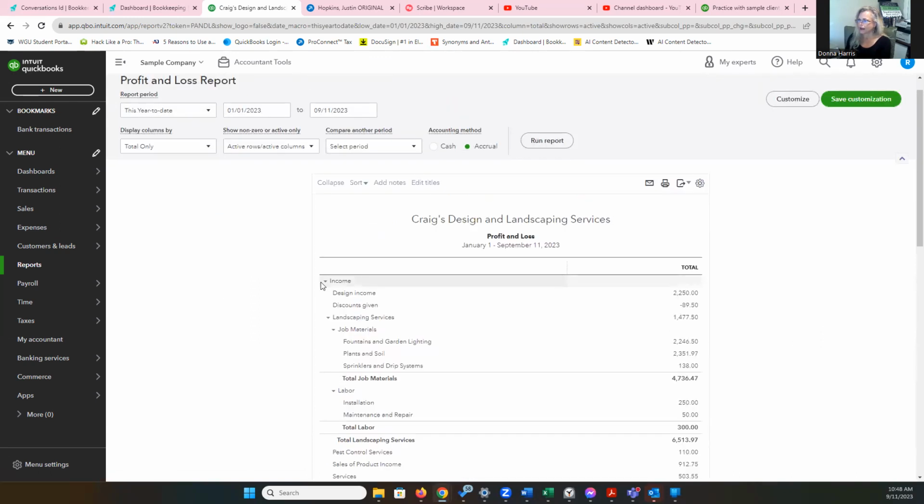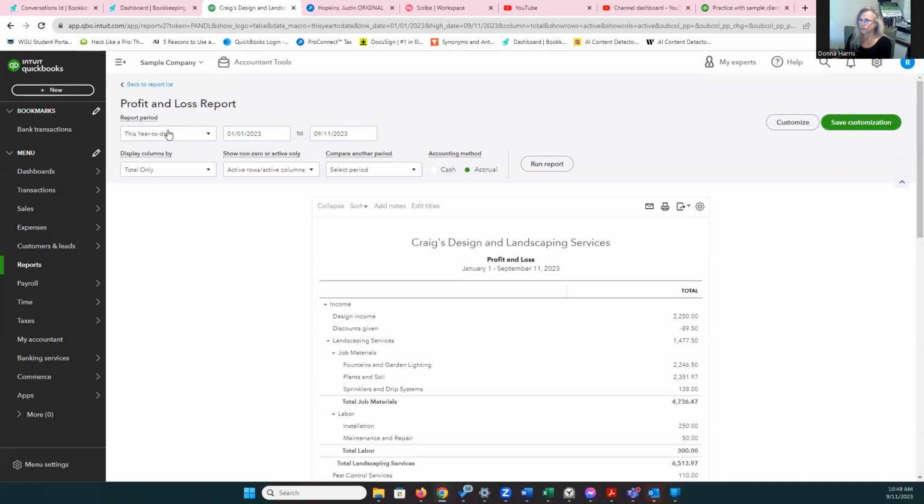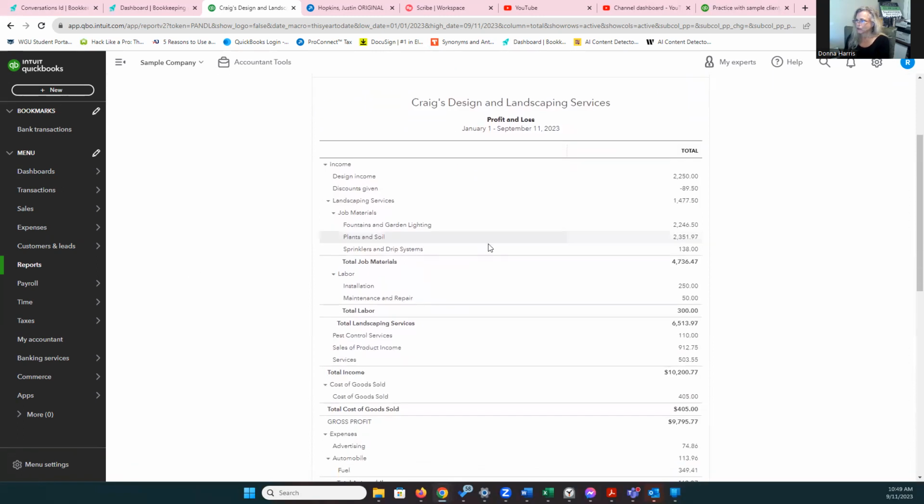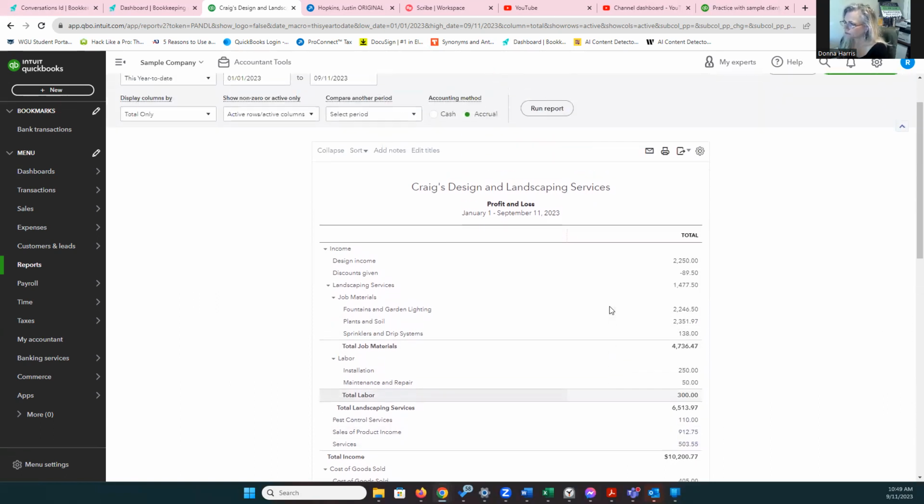I want you to pay attention to the dates. We are looking at January 1st to September 11th, 2023. You'll notice this particular date is year to date, and you'll want to make sure your dates are put in properly. I'm looking at this as an accountant and saying, man, they didn't make a lot of money, did they, for the entire year?